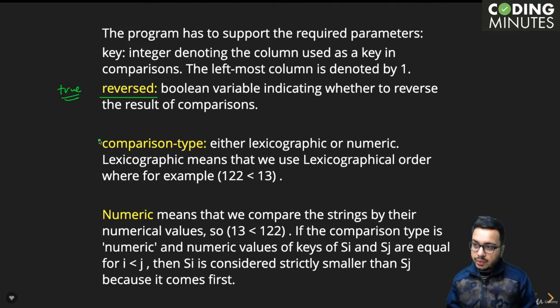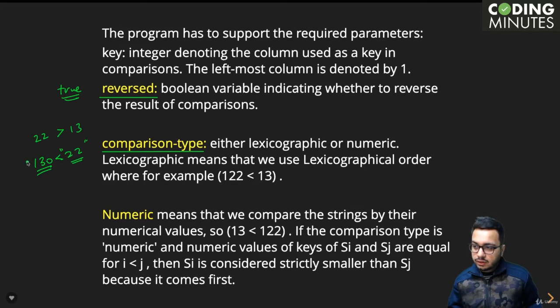Then another is the comparison type. What type of comparison should you make between two keys? For example, if one key is 22 and another key is 13, either you can compare them lexicographically or you can compare them numerically. If I make a numerical comparison, then 22 is greater than 13. But if I do a lexicographic comparison, then between 130 and 22, 22 will be greater.